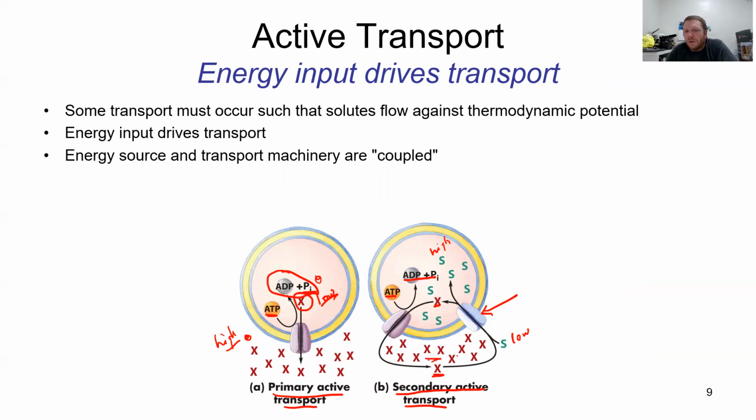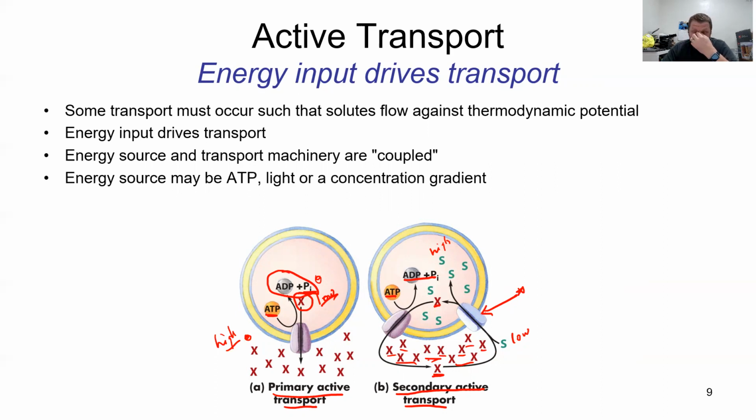So that will give us this large concentration, this high concentration of X on this side of the membrane. And then we can use this other protein right here to move X and S across the membrane. So they're coupled together. So we have ATP hydrolysis coupled with transport of X, and X and S transport coupled. Movement of S is unfavorable, movement of X is favorable.